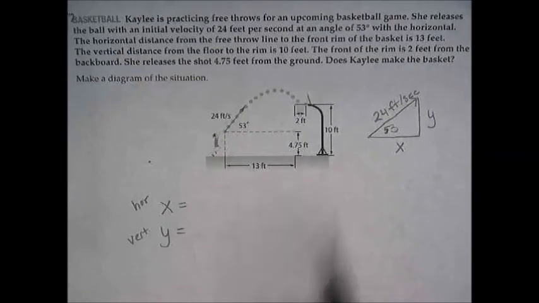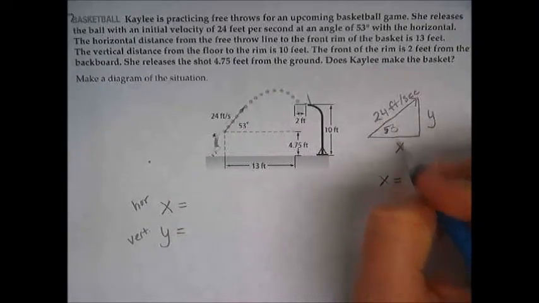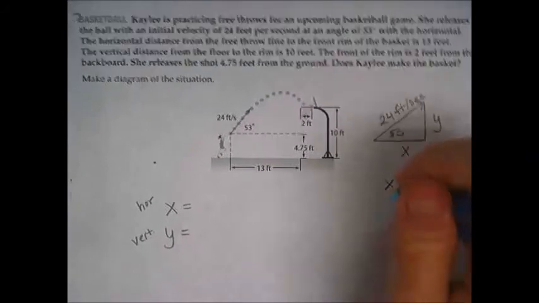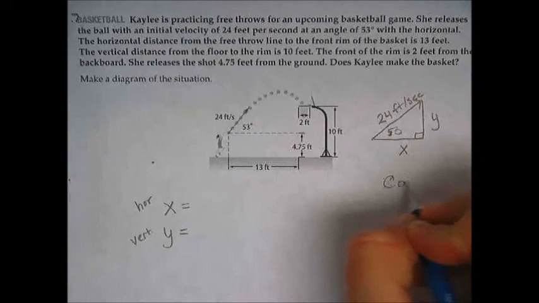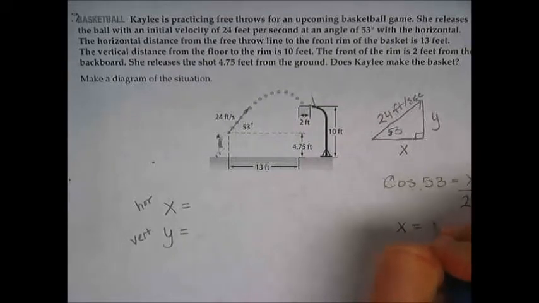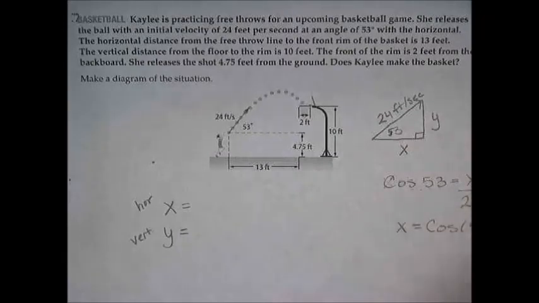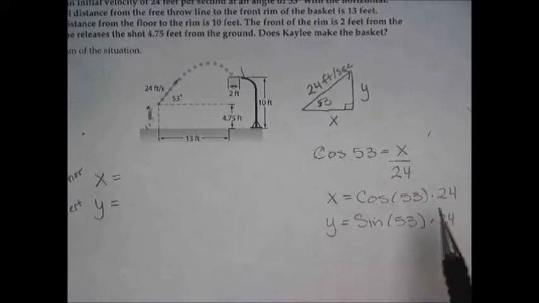Well, first we have to find the horizontal component, which if we use cosine of 53 degrees, looking at this right triangle here, the cosine of 53 degrees is equal to adjacent over hypotenuse, which is x over 24. So we know x is equal to the cosine of 53 degrees times 24. Setting up the same equation for sine, we can find that the vertical component would be sine of 53 degrees times 24.